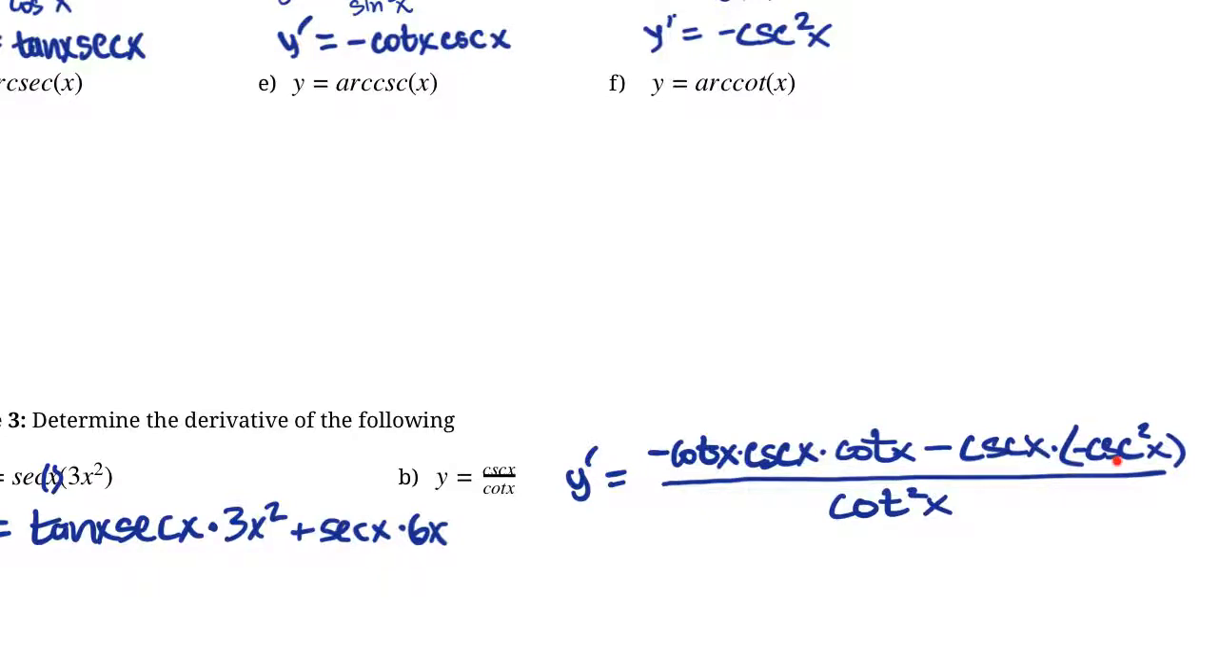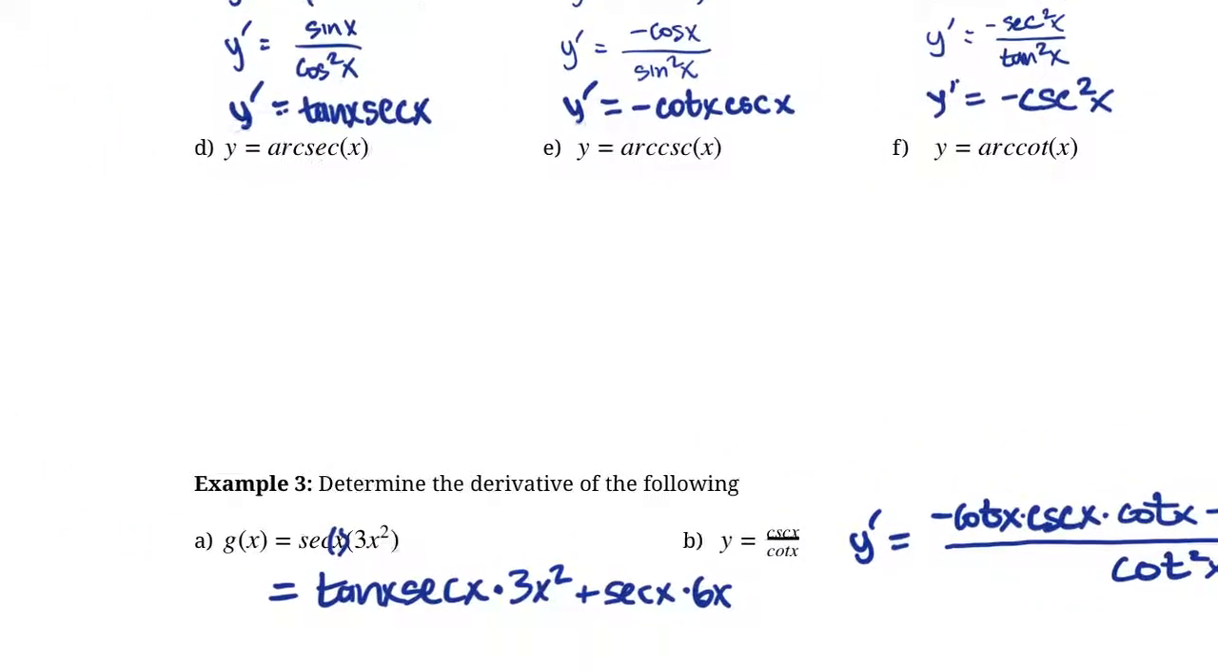Now you can, of course, simplify this. We have a cosecant times a cosecant squared, so that's going to be cosecant cubed. You can probably simplify this. Well, we have two cotangents and a cosecant. We could probably simplify this whole thing a little bit, but I'm not going to do that. If you want to do that yourself, you can, but this is essentially the derivative. We have successfully taken the derivative.